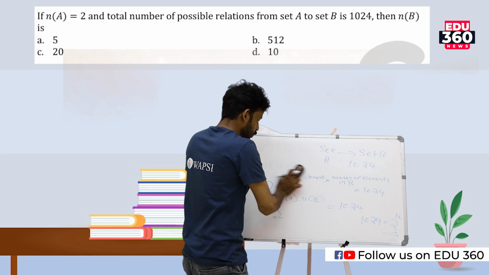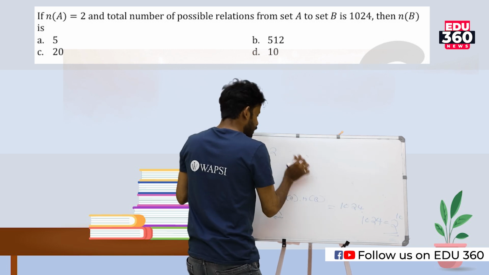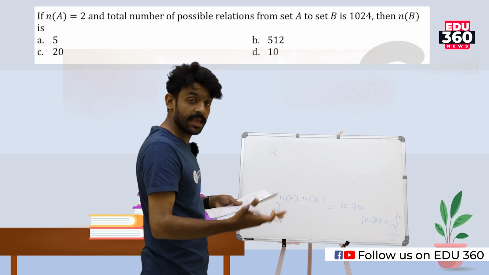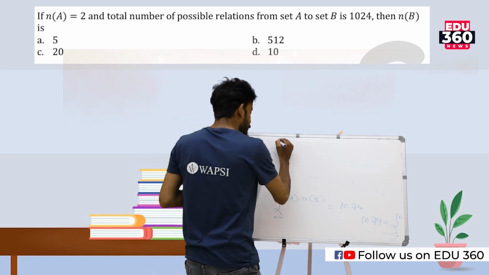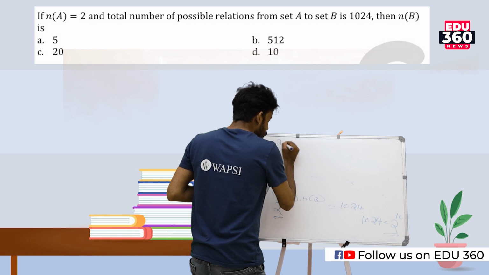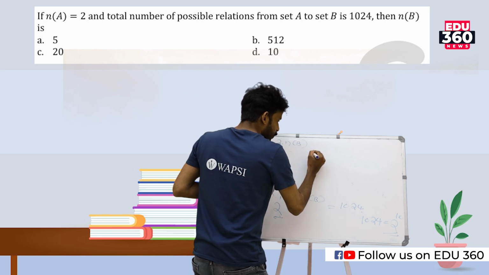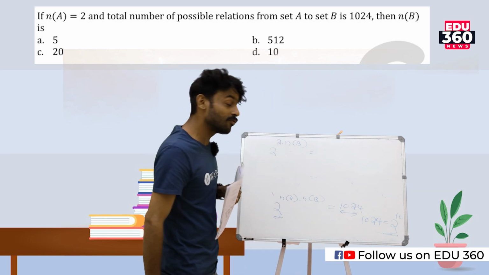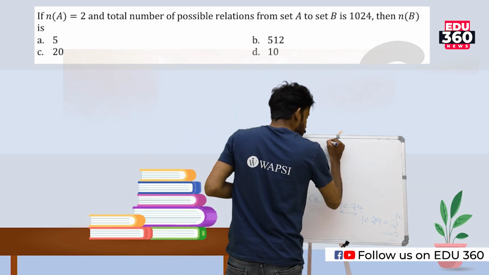So that is equal to 2 raised to n of A. Look at the question. The value of n of A is already given. That is equal to 2. So just substitute here: 2 raised to 2 into n of B. We don't know the value of n of B. So that is equal to, instead of 1024, we can substitute it as 2 raised to 10.